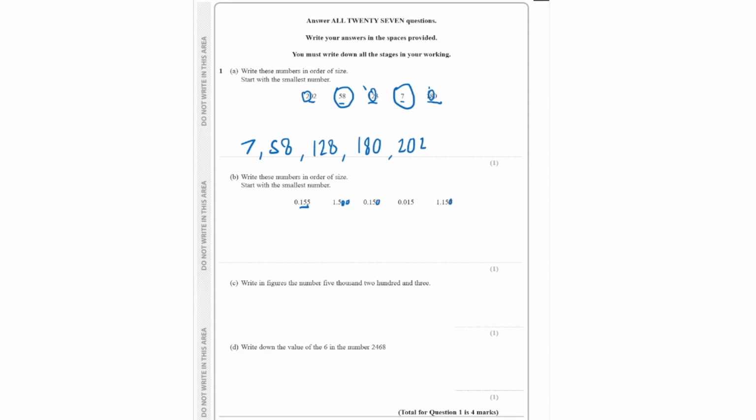Now that they're all formatted, we can finally see that the smallest is 0.015. Moving on, the next value is 0.15, then 0.155, then we have 1.15, and finally 1.5.